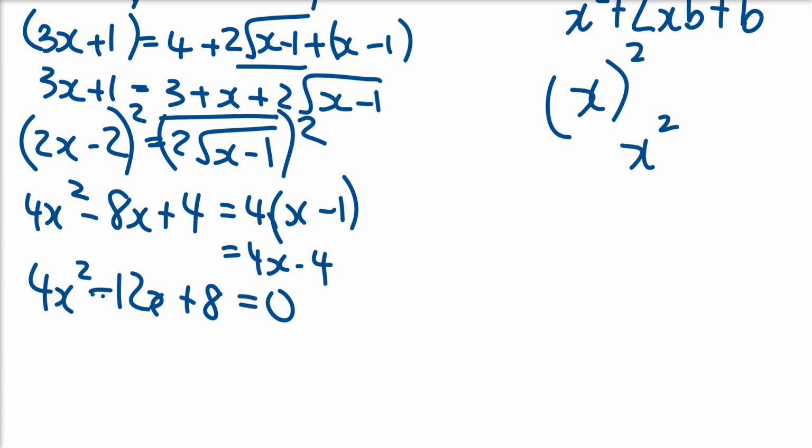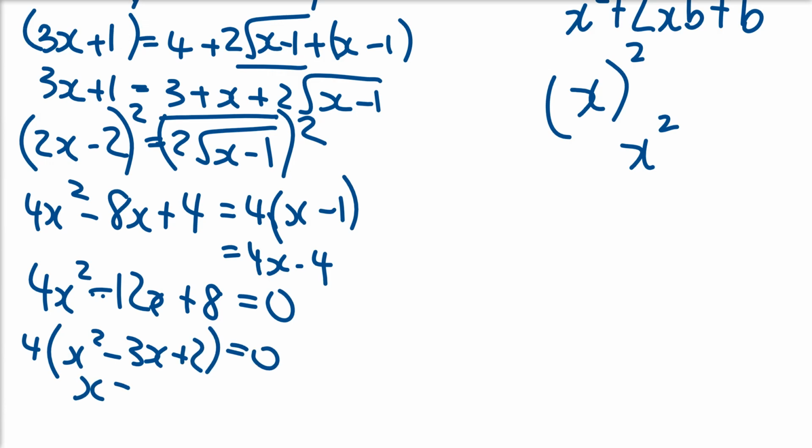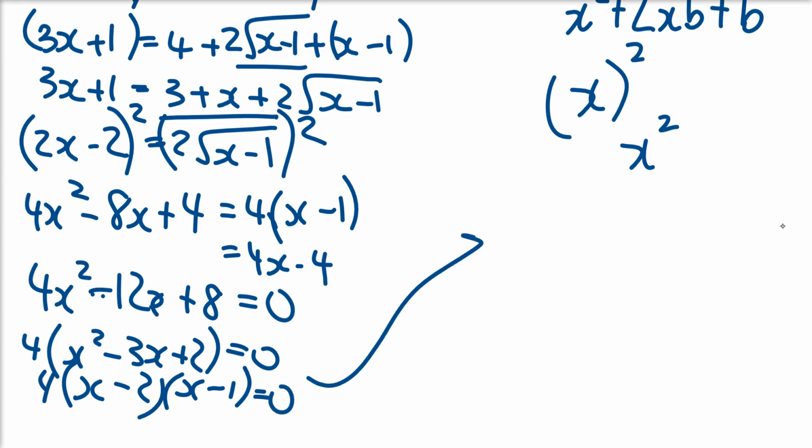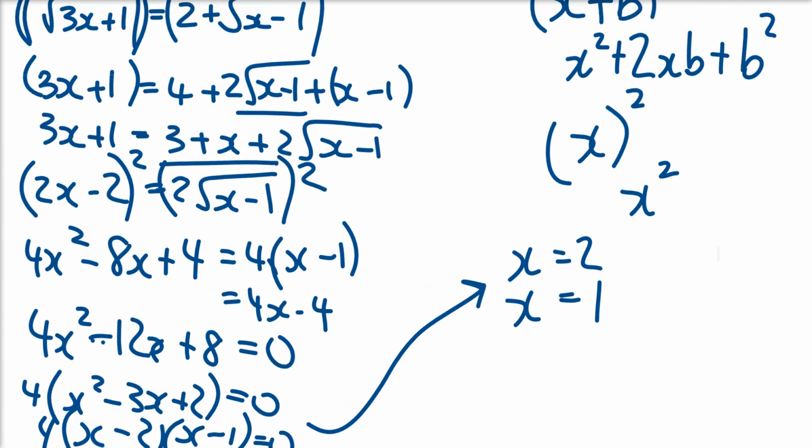Okay? And again, I can factorise that. 4 is a common factor, x squared minus 3x plus 2. So x minus 2, x minus 1. So what that gives me now is an answer of x equals 2 and an answer of x equals 1. Make sense? Is that my answer?